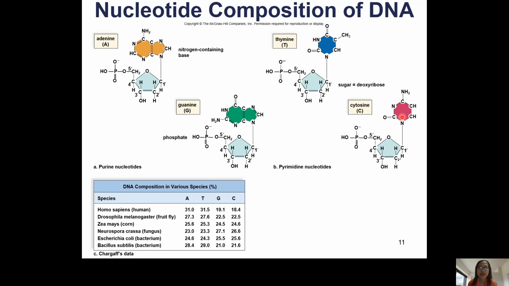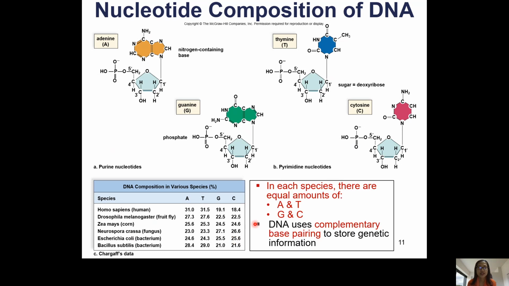Now let's come back to the table. In the same species, adenine and thymine composition is equal, and guanine and cytosine compositions are also equal. So what can you conclude about it? Let's check another species, for example Escherichia coli, the bacterium. The composition of adenine is equal to the composition of thymine, and the composition of guanine is equal to the composition of cytosine.